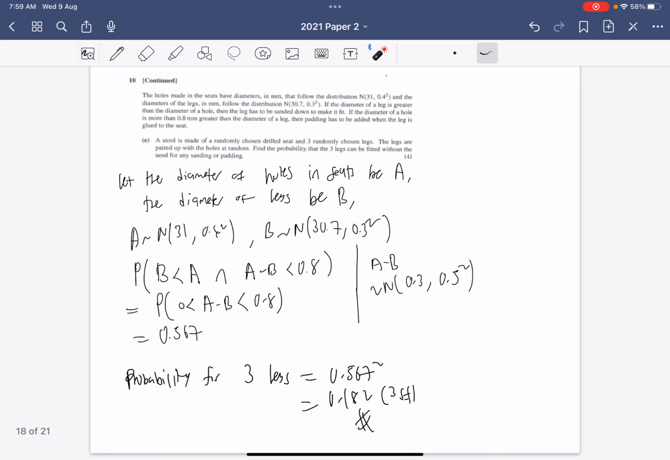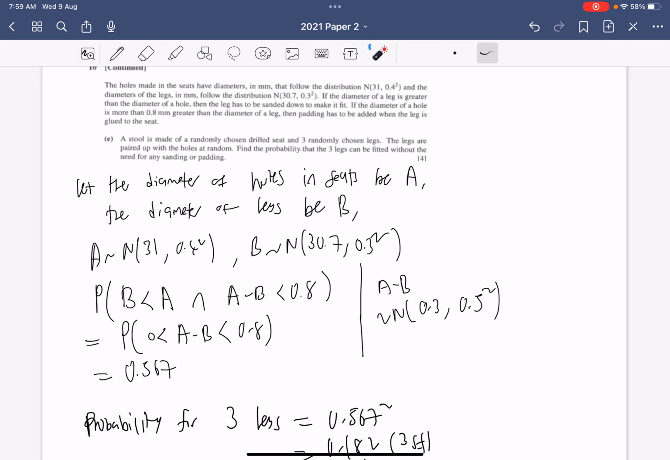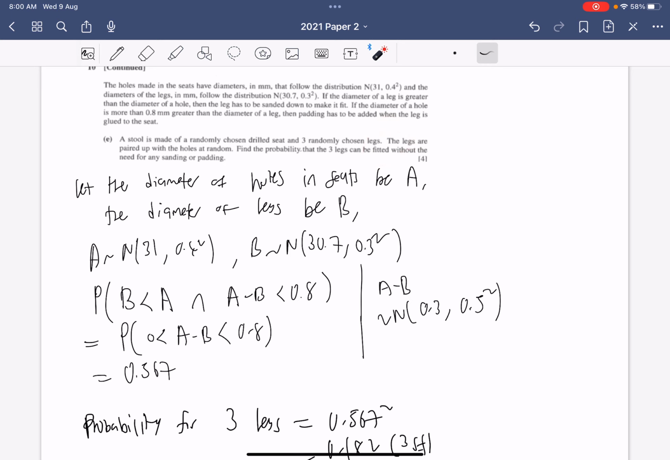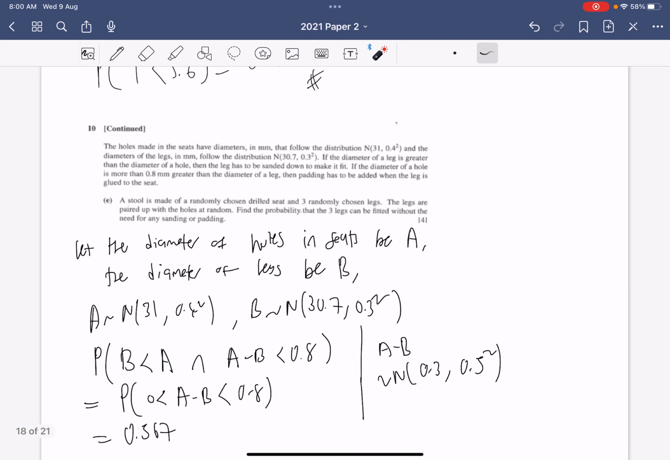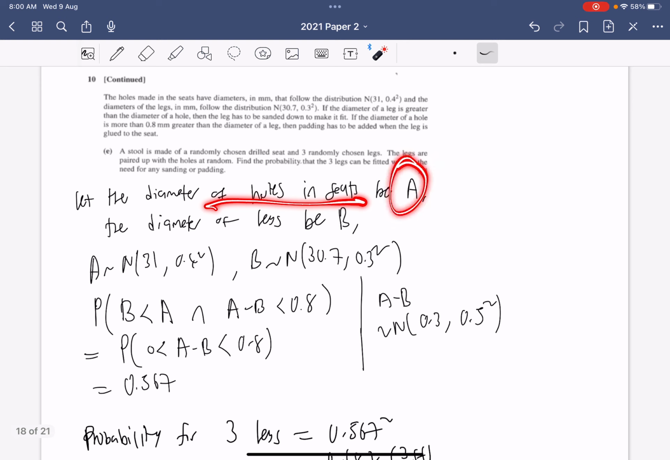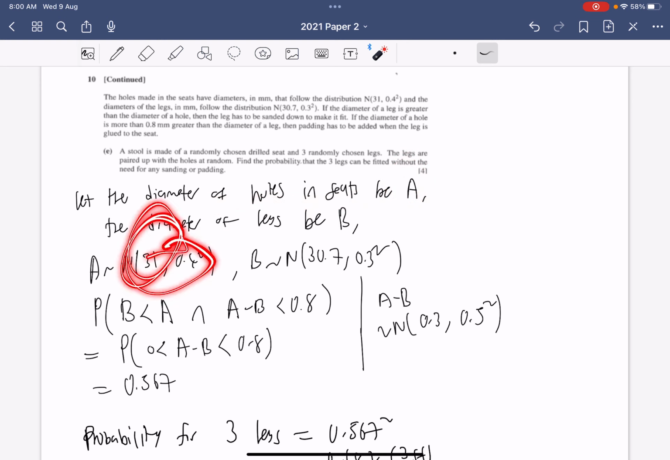As for the next part of question 10, a stool is now made of a randomly chosen drill and 3 randomly chosen legs. The legs are paired up with holes at random. Find the probability that 3 legs can be fitted. So basically now you have diameters of holes. So it's like an entirely new probability question which you just tackle using your same methods. So you just let the diameter of the holes be A and the diameter of the legs be B. So we know A is distributed in this manner and B is distributed in this manner.